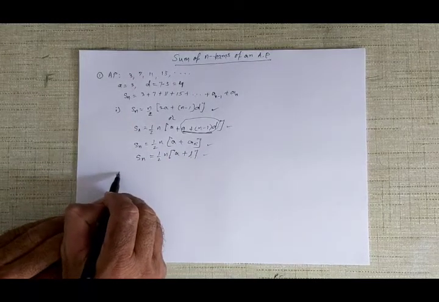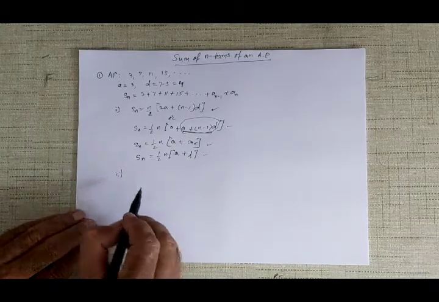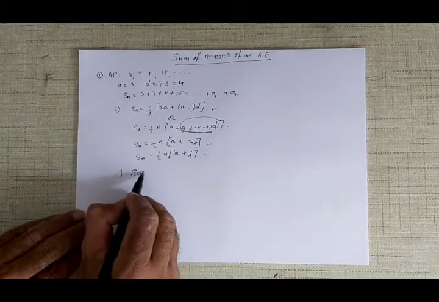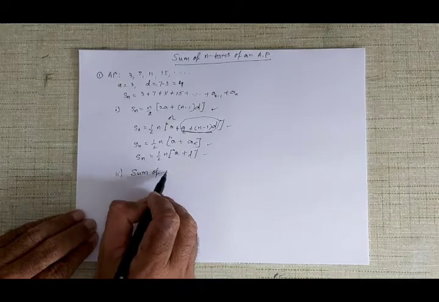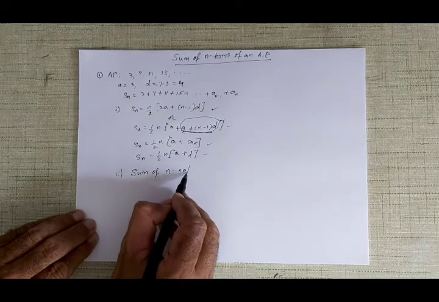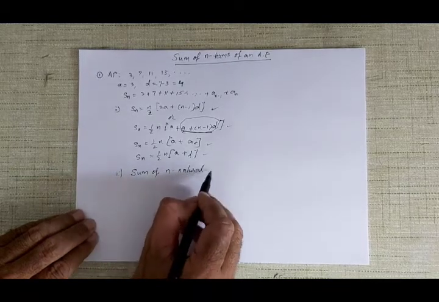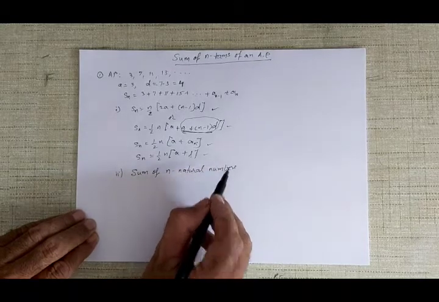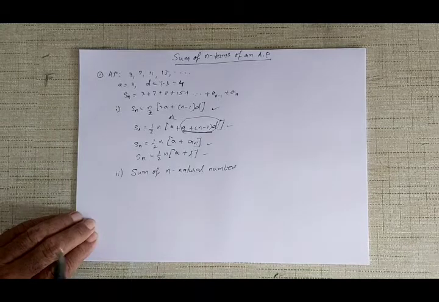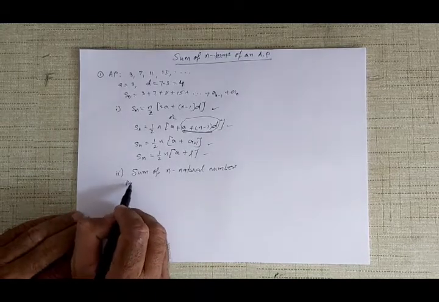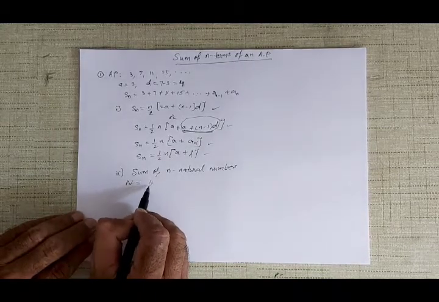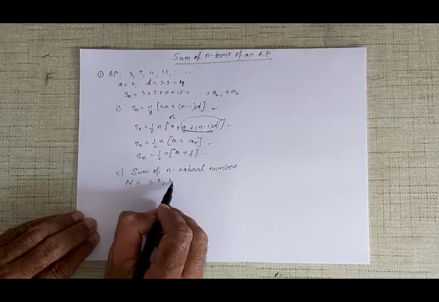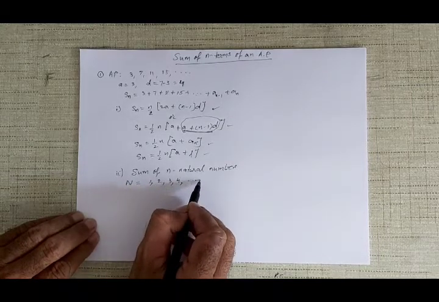Now just look at another one. Suppose I want to find the sum of n natural numbers. We know natural numbers, 0 is not a natural number. So natural numbers begin with what? 1, 2, 3, 4 and so on.